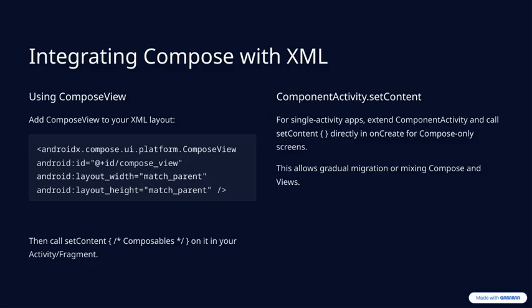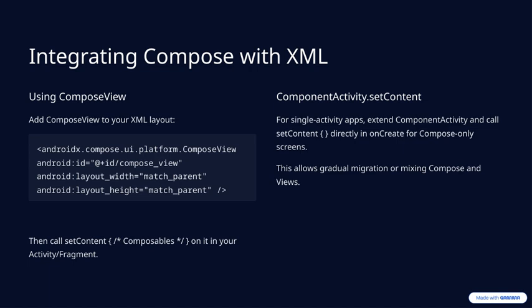Now, let's look at how we can integrate Compose with XML layouts using Compose View. The idea here is to add a special view called Compose View directly into your existing XML layout. You do this by including the tag androidx.compose.ui.platform.ComposeView, and giving it an ID, like @+id/compose_view. You also set its width and height to match parent so it fills the space.